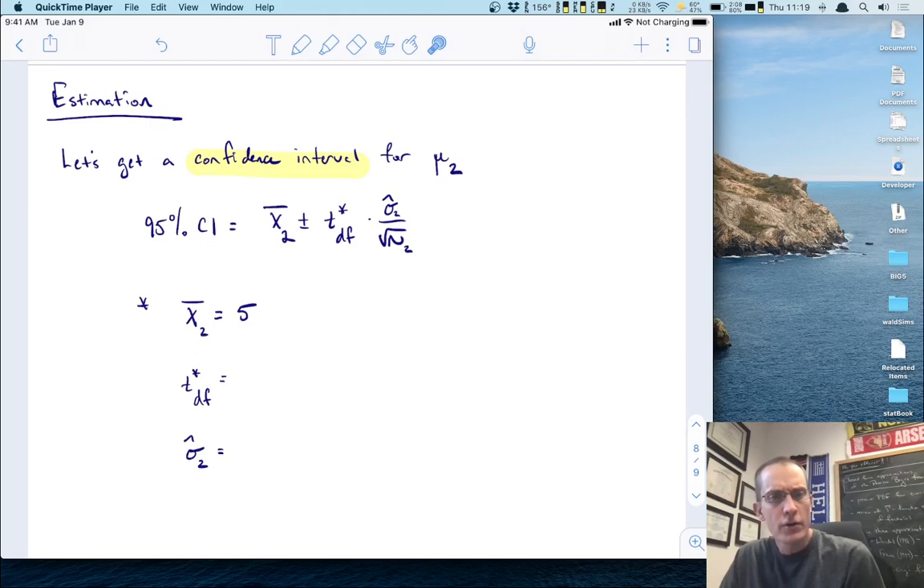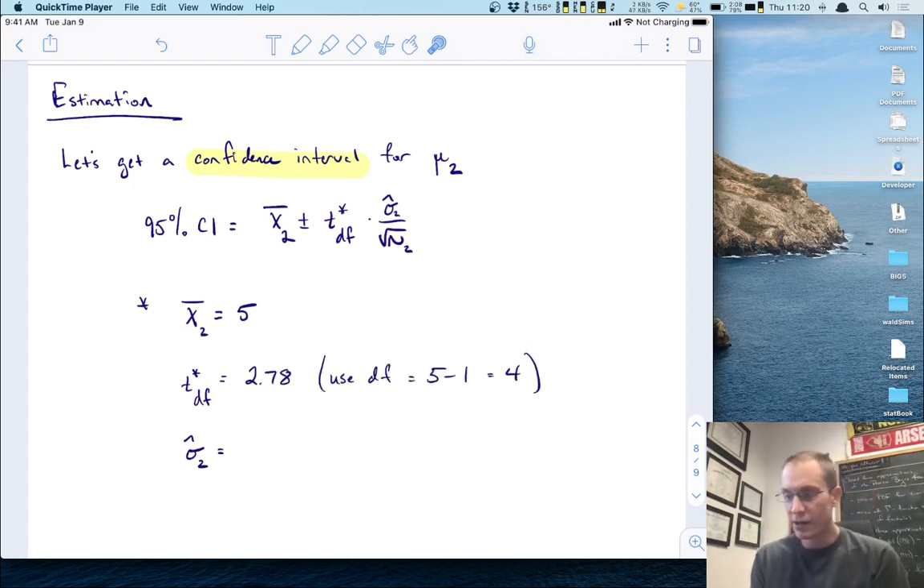T star df. What we do there is we go back to our distribution calculator and figure out the critical value that leaves 5% in the tail of the t distribution. The big question is, what degrees of freedom do we use? You use a degrees of freedom that is based off of the size of the group that you're estimating the mean for. This second group had 5 data points in it, so our degrees of freedom will be 4. And if we use that degrees of freedom, we get a critical value of 2.78.